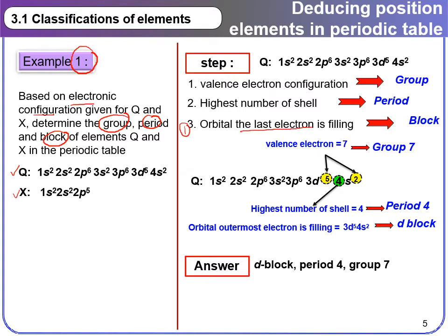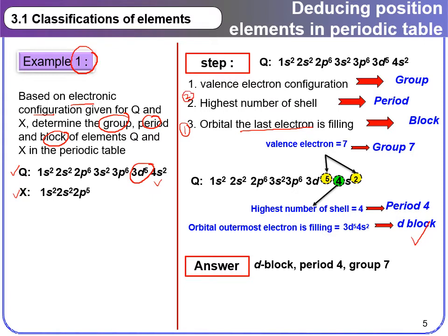Okay, last electron is filled. If now we look at 1s2 up to 4s2, based on the Aufbau principle, we are going to fill up 4s first, and then only fill up the electrons in 3d. Because the last electron is filled in the 3d orbital, we consider this one as a d block element.